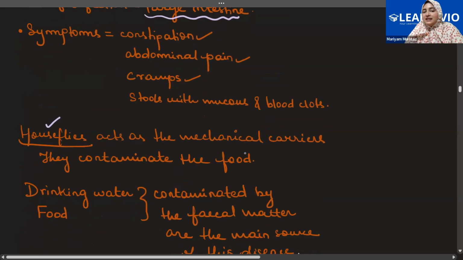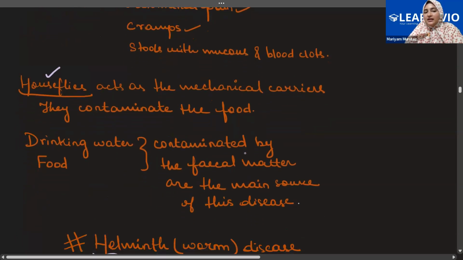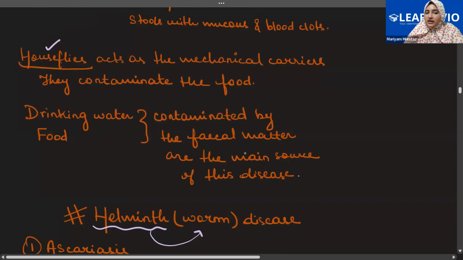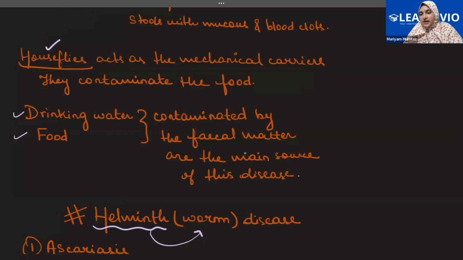So houseflies are the carriers of this particular disease. Why? Because they contaminate the food. Now the drinking water and the food, both of these get contaminated by the fecal matter, and this becomes the main source of amoebiasis.